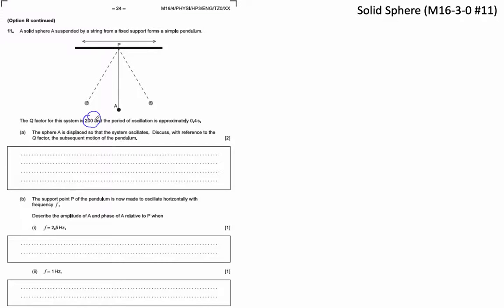So what's it going to do? Is it going to die down quickly, or is it going to take a long time to die down? You should know. Okay, the Q factor has something to do with that, right? So talk about that, and see if you can get 2 marks out of that.